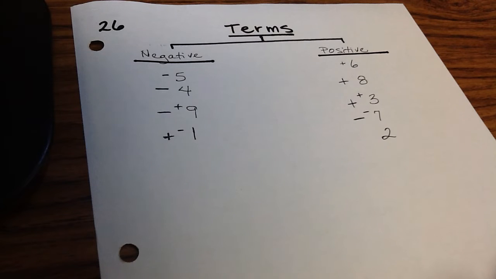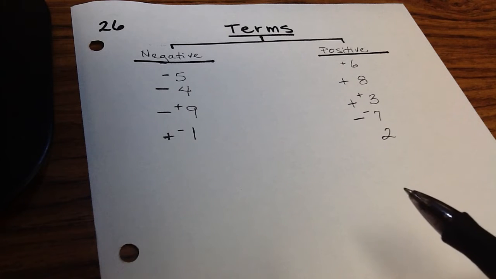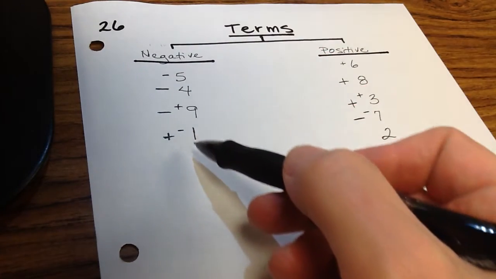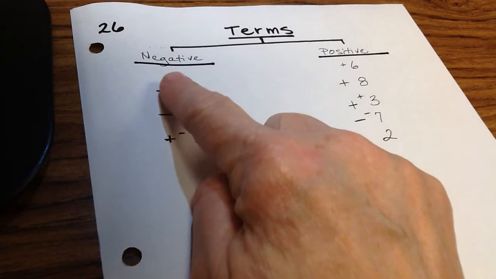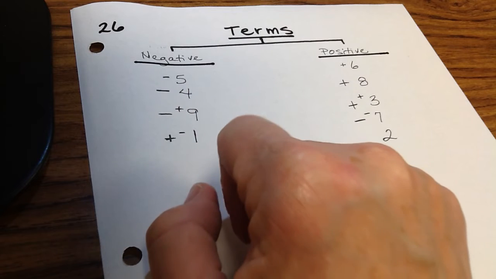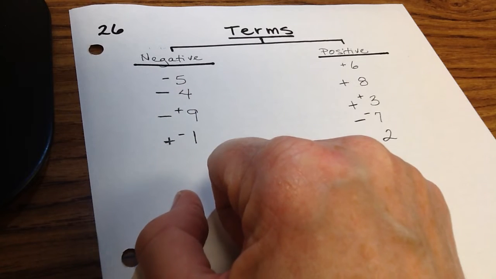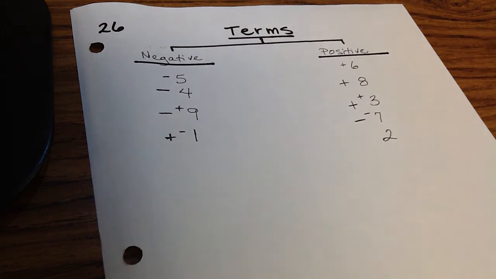What do you notice? I need you to turn and talk to your neighbor. What do you notice about all the negatives? What do they have in common? Okay, does anybody have any idea? It has to do with the signs, because we're talking about integers. Every single one of these has something in common. What do you think? They all have a negative sign.